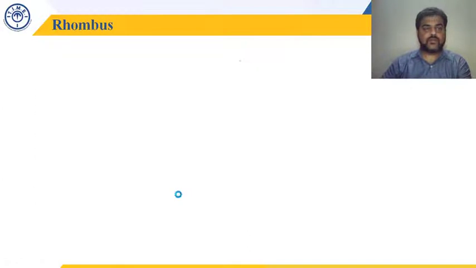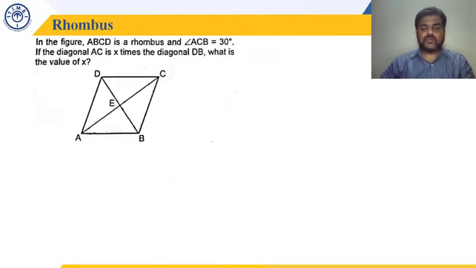Fine. Okay, let's look at an example here. In this figure, ABCD is a rhombus and angle ACB is equal to 30 degrees. So this ABCD is a rhombus, this angle is 30 degrees, and diagonal AC is x times the diagonal DB. So what is the value of x? Diagonal AC is x times the diagonal DB.